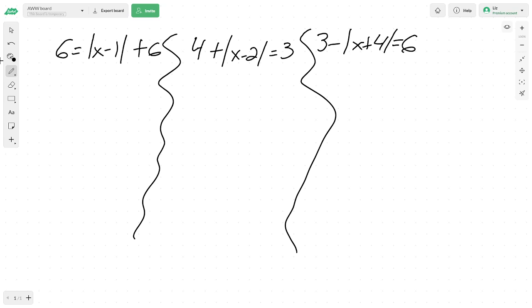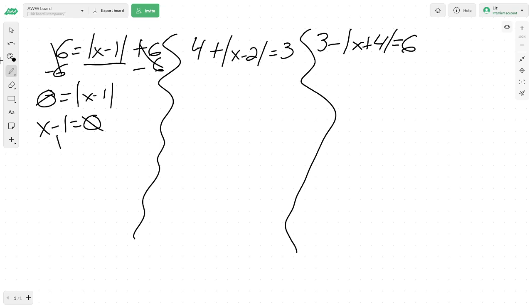So let's look at the first one here. I need to isolate my absolute value expression, so I need to get this by itself. So I'm going to subtract 6 from both sides. So now I get 0 equals the absolute value of x minus 1. Now, there is no positive or negative 0, so I'm just going to set this x minus 1 equals 0. That's it. We only have to set up one equation in this case.